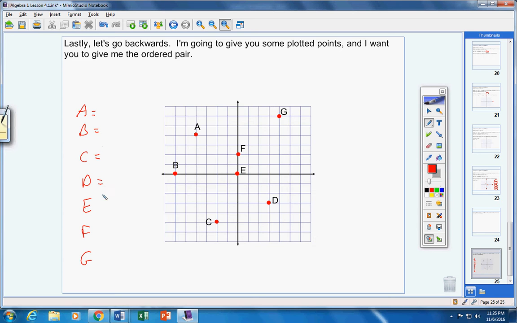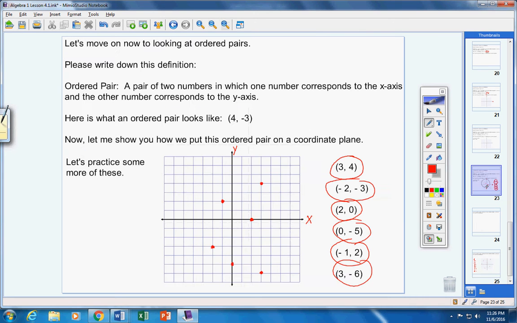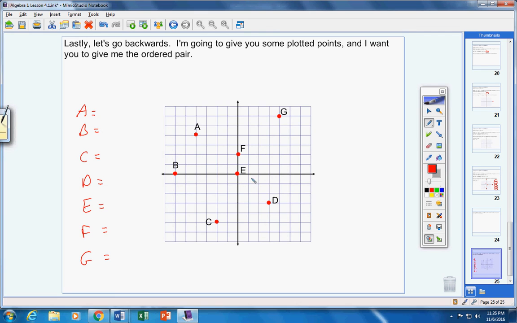Okay, and we're going to write out what the ordered pair is. So now we're going backwards. In the last examples, I gave you ordered pairs. You plotted them. Now I'm giving you the plotted points. You've got to tell me the ordered pair. Let's start with A, okay? Now remember, your x value comes first. This is your x-axis. This is your y-axis. Got it? So here's A.